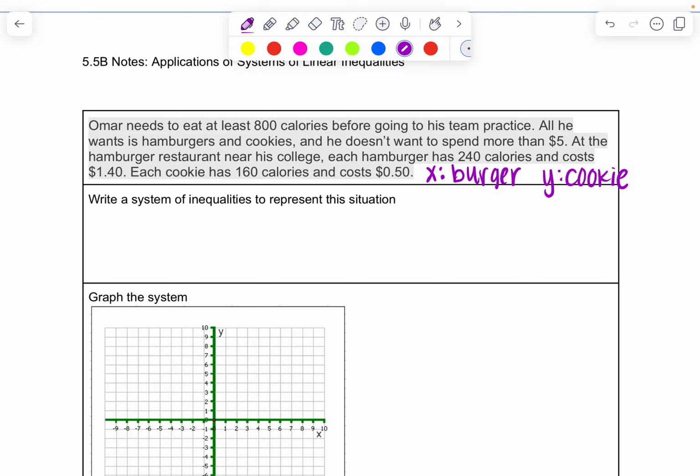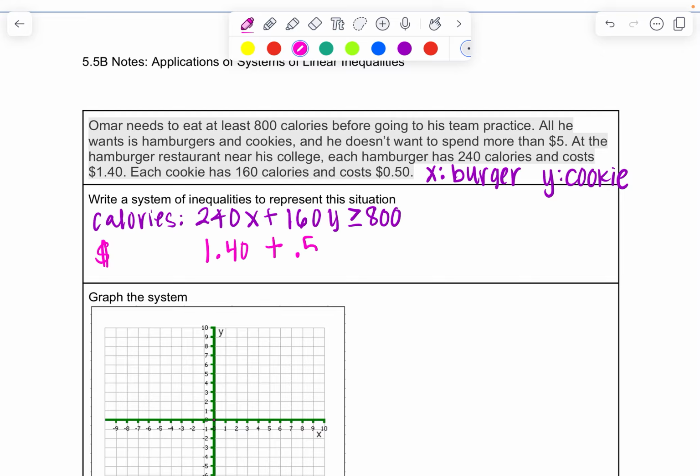We have 2 different equations here. The first one for the calories. So for the calories, 240 calories per burger, 160 calories per cookie. He has to eat at least, so greater than or equal to 800. And then for the money spent, each burger is $1.40, and each cookie is 50 cents. And that has to be less than or equal to $5.